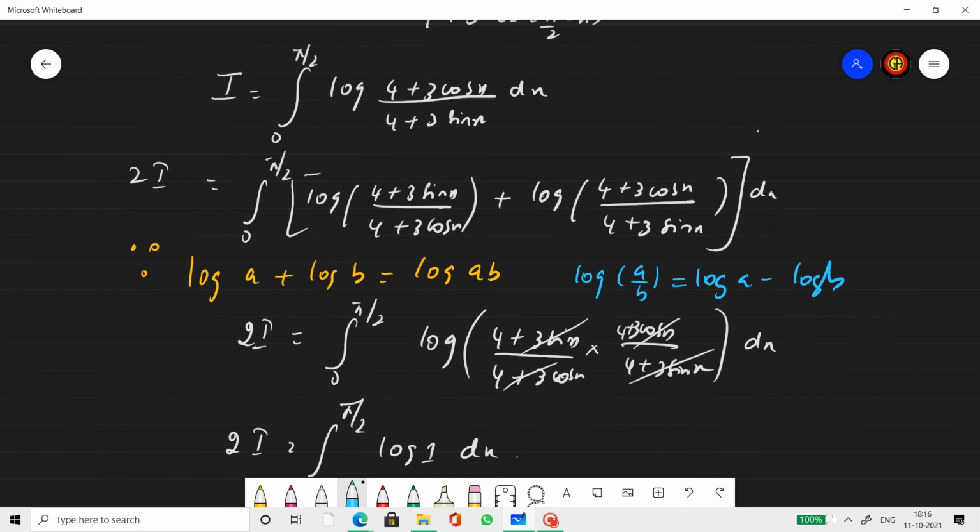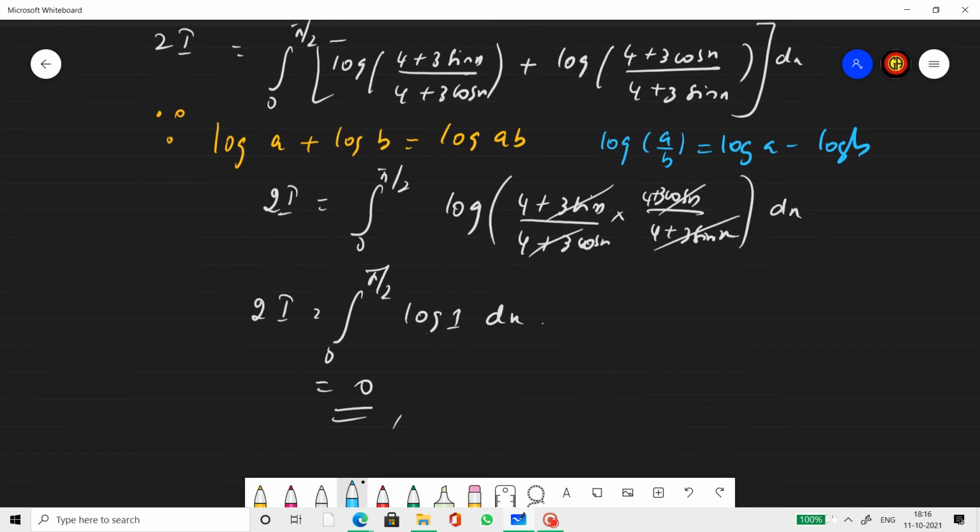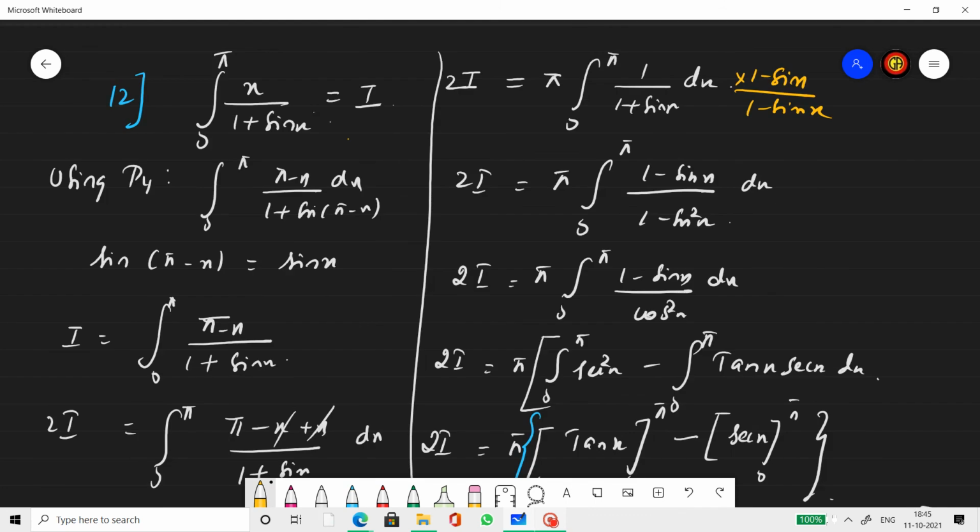So I'm using this one. Log A plus log B is log AB. Even here everything gets cancelled. We get log 1, and log 1 value is 0. So integrating 0 is going to be 0 only. Hence the answer is 0.